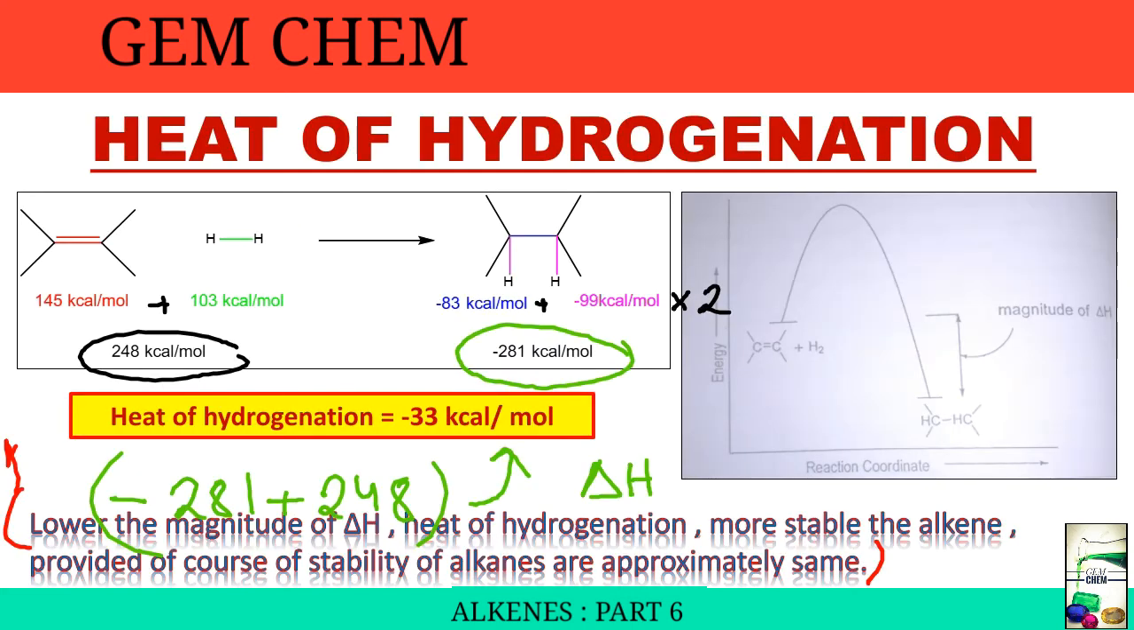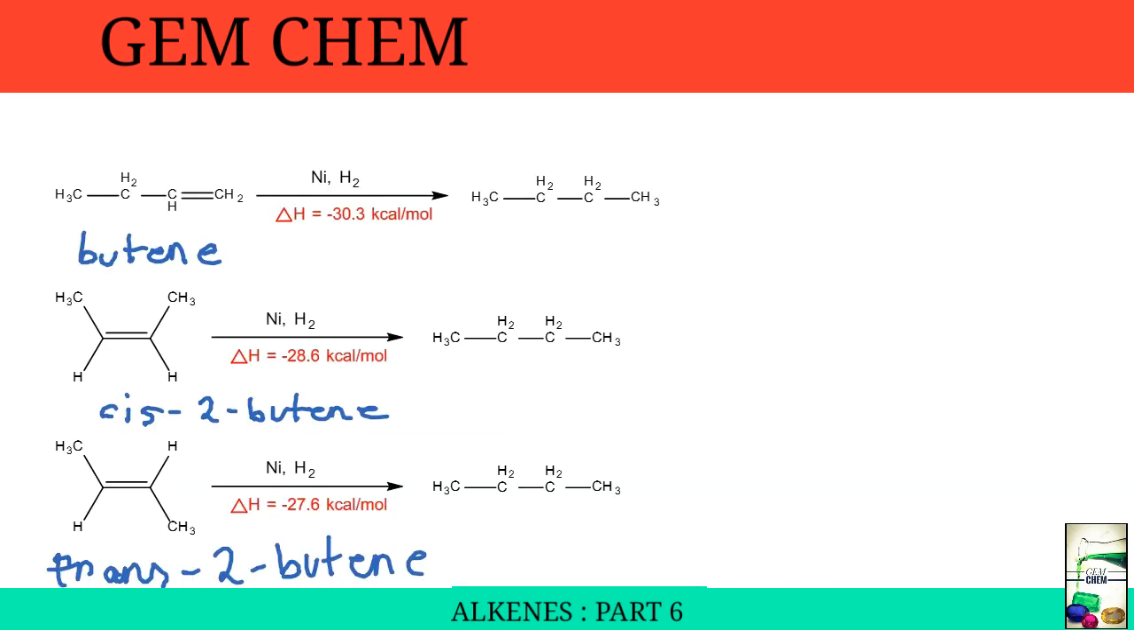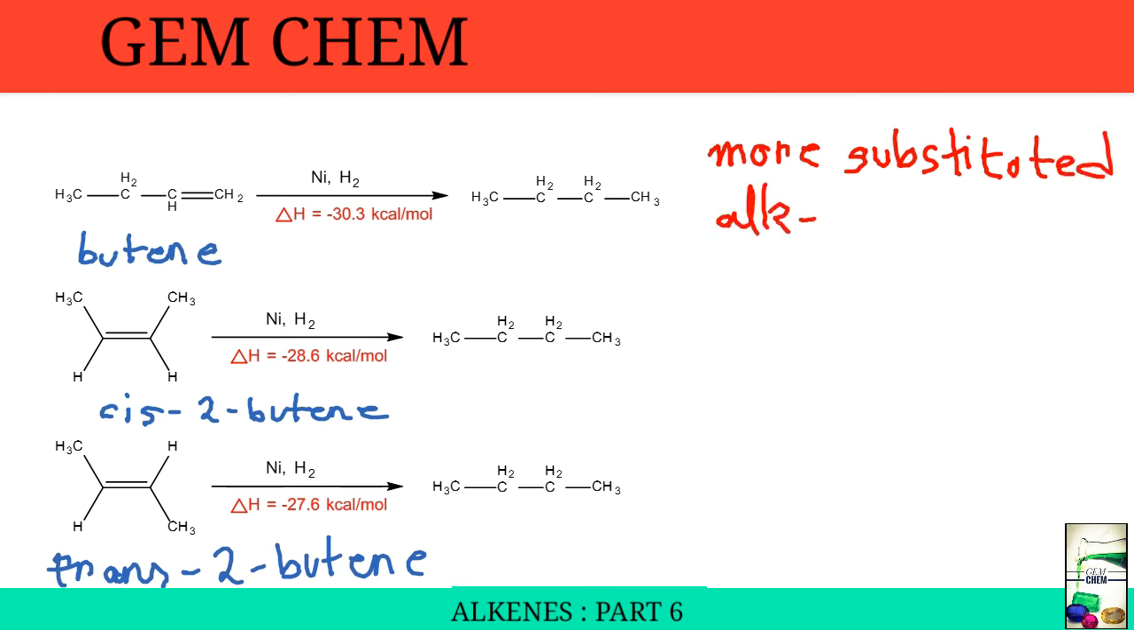We have already seen in the previous slide that the lower the magnitude of delta H, the more stable the alkene. So from here what can we conclude? What are the conclusions? This is important. The first conclusion is that a more substituted alkene is more stable. We are seeing that 2-butene is more stable. So a more substituted alkene is more stable.